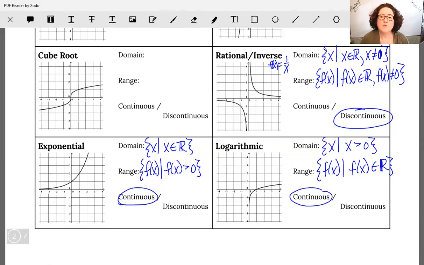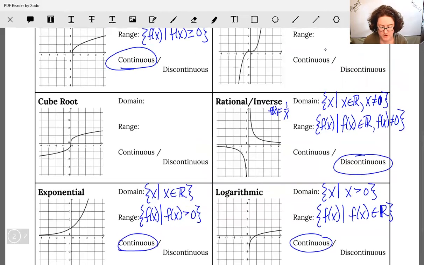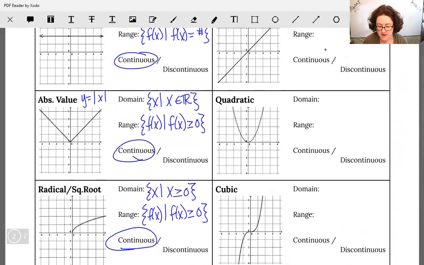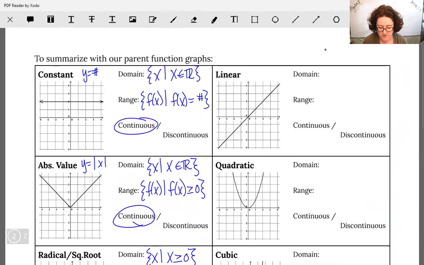Okay. Rather than pausing, what I want you to do is take a moment, fill in the rest of these. Every single one of the rest of these graphs that we didn't fill in are all going to have all real numbers for both the domain and the range. So go ahead, try filling those in, and then check against the filled in copy that I have posted right after this video. All right, as usual, please let me know if you have any questions.